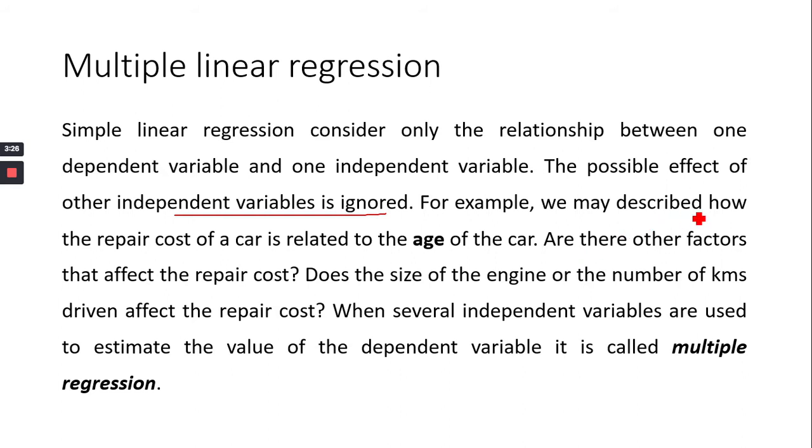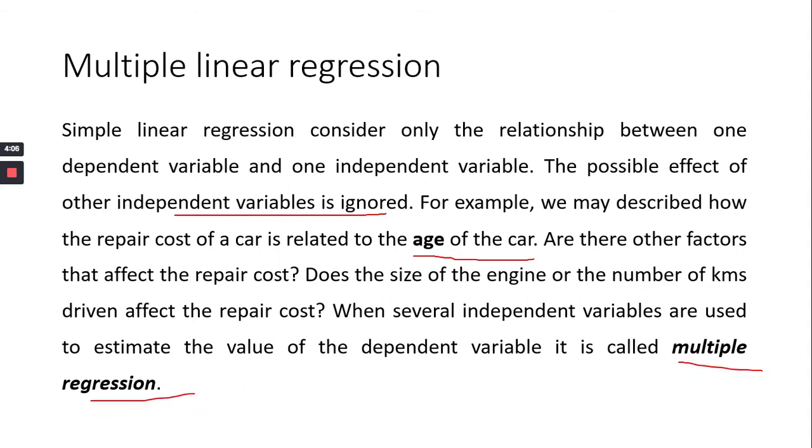For example, we may describe how the repair cost of a car is related to the age of the car. As the car becomes older and older, we expect the repair cost to be high because you have to replace a lot of other things. But the question is, are there other factors that affect the repair cost? Does the size of the engine or the number of kilometers driven affect the repair cost? When several independent variables are used to estimate the value of the dependent variable, it is called multiple regression.